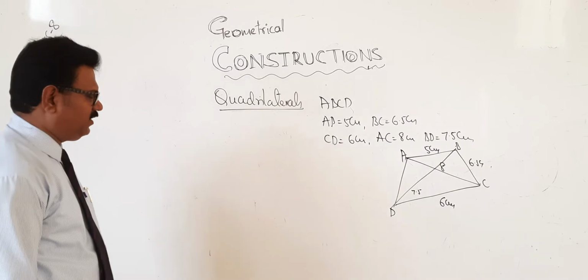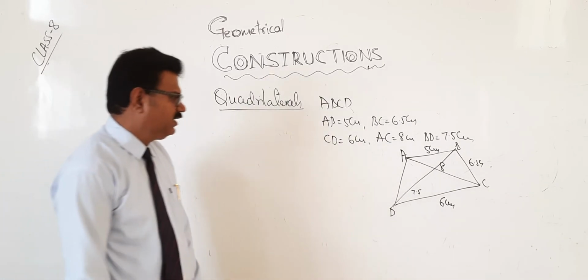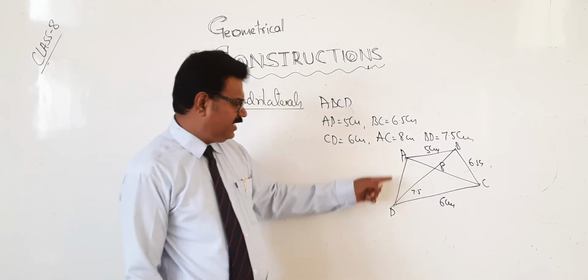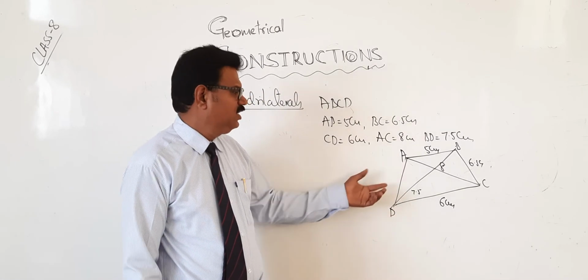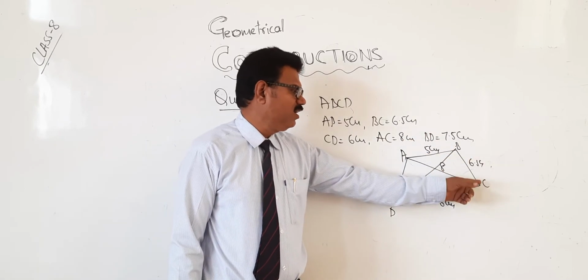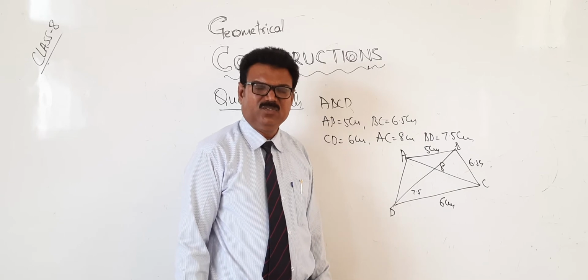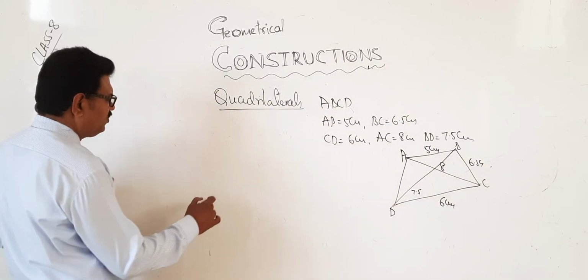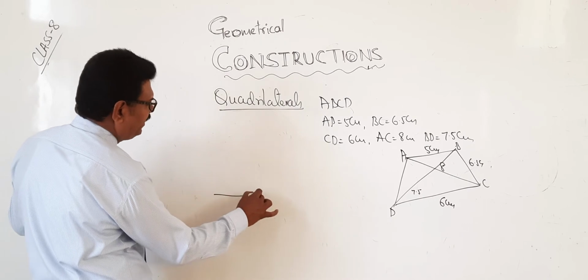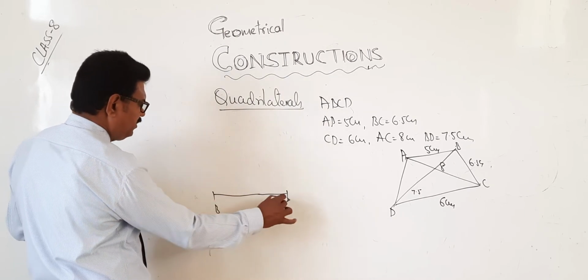Now which side should we take as base? That is very, very important. Some will say, sir, we will take AD. But the AD measurement is not given, so we can't take it. You can take AB or BC or CD. Three options you have. We will take BC. How much is BC? 6.5. Here B, here C.